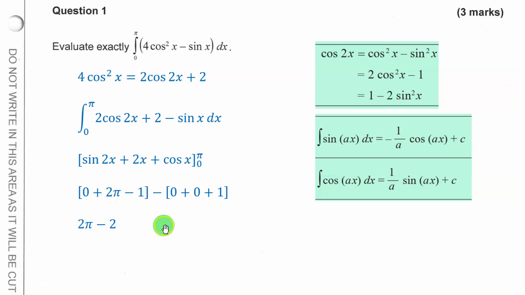And then we basically tidy it up. So what have we got? We've got a 2 pi from here, minus 1 from here, minus 1 from there is 2 pi minus 2, and we're done.